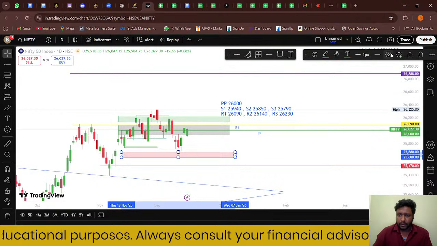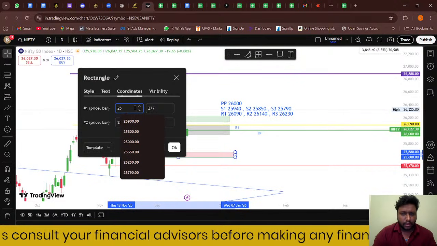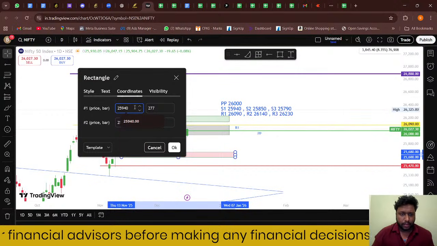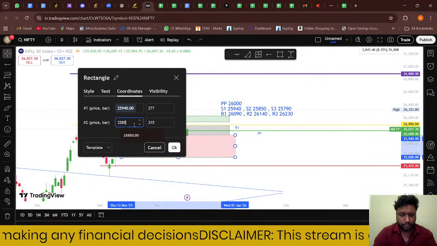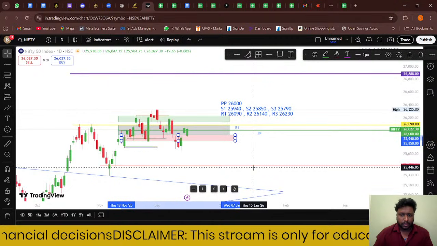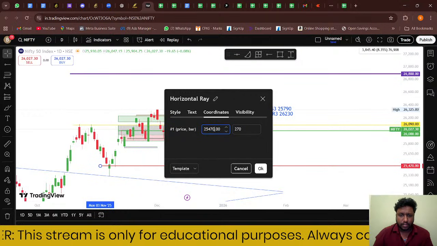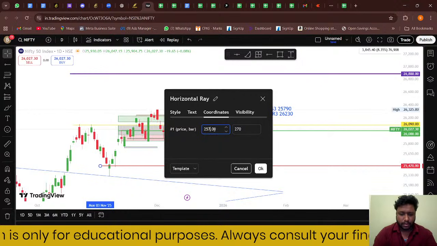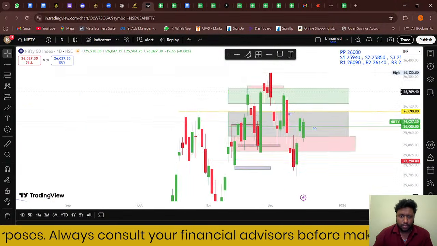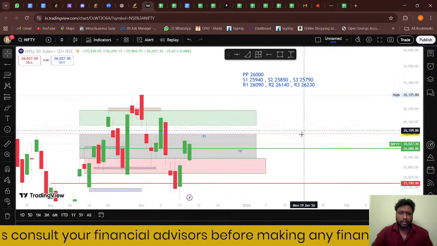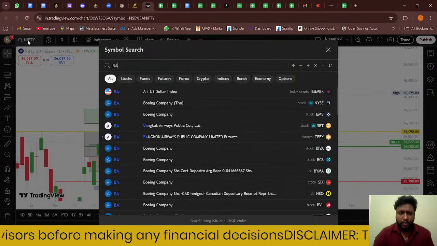And on the bearish side, support 1 and 2, 26,000, 25,940, and between 25,850. So we'll mark 25,790 as the third support as well. So these are the levels with respect to Nifty today. We will come back and explain regarding the levels and the trade setup. So we'll quickly move on to the Bank Nifty levels.